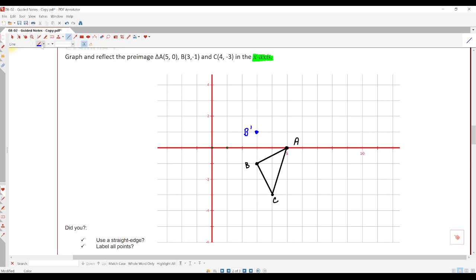If it helps and you want to, go ahead and dot the x-axis just to kind of cement in your mind that that is the line that we are reflecting over. All right, how far is C away from the x-axis? It's 3, so I'm going to then go 1, 2, 3 in the other direction and put C prime.